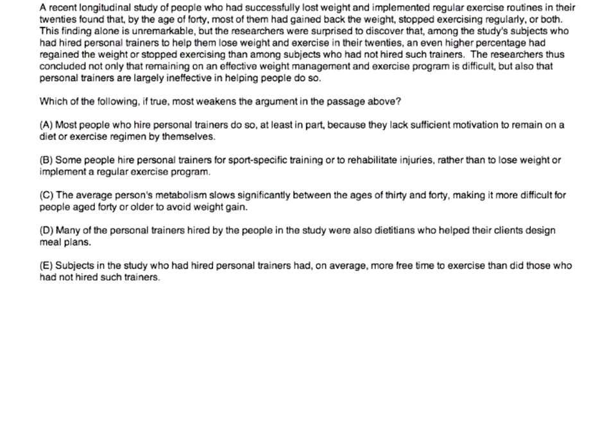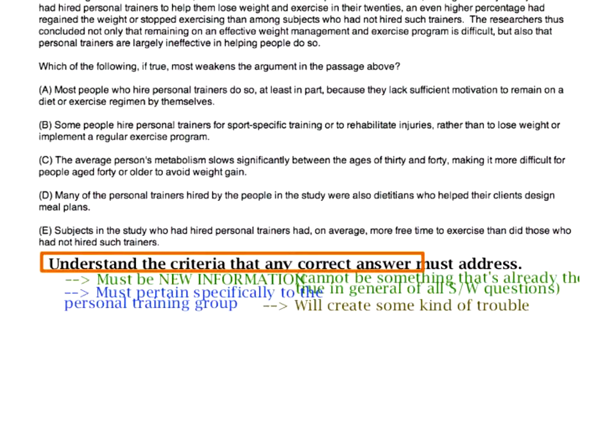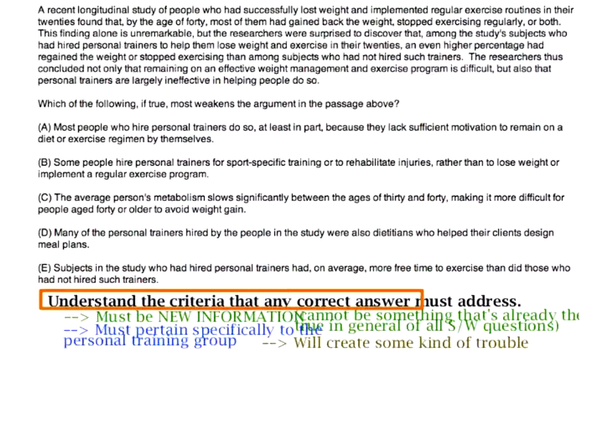Here is what we said about that. So we have to pertain to the training group, and we have to explain the trouble. Okay. So choice A, it's a good start, right? It talks about the personal training group, right? This is definitely relevant to that.